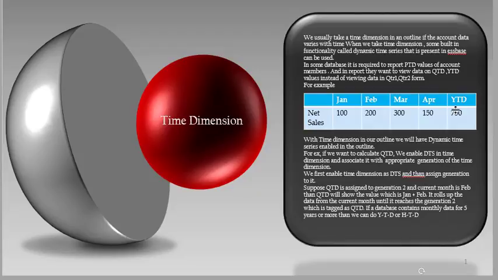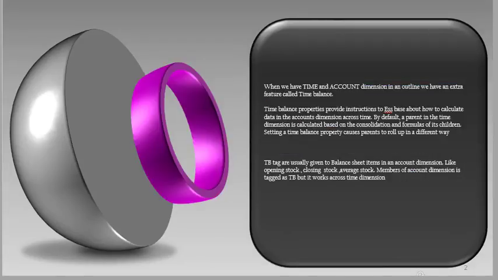It rolls up the data from the current month until it reaches generation 2, which is tagged as QTD. If a database contains monthly data for 5 years or more, then we can do YTD or HTD. When we have time and account dimensions in an outline, we have an extra feature called time balance. Time balance properties provide instructions to Essbase about how to calculate data in the account dimension across time. By default, a parent in the time dimension is calculated based on the consolidation and formulas of its children. Setting a time balance property causes parents to roll up in a different way.